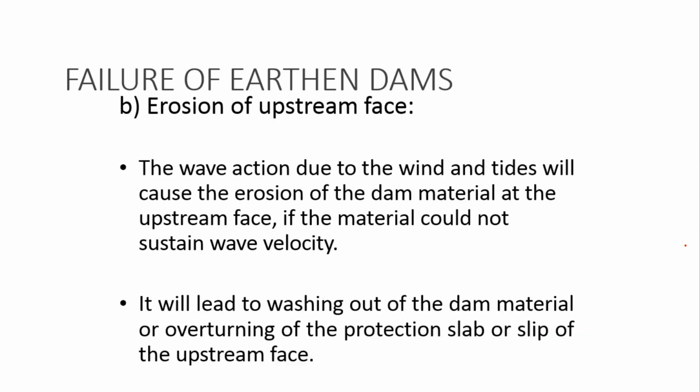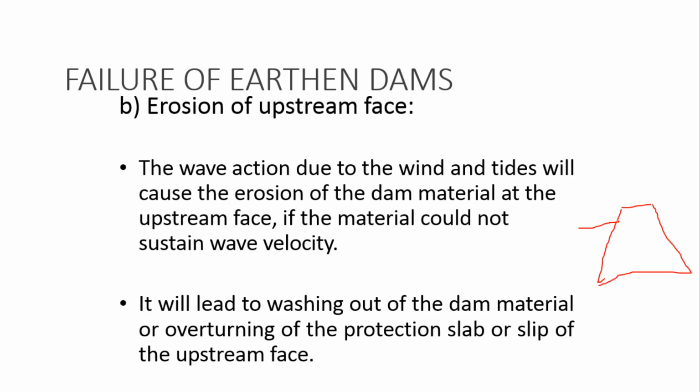Next, erosion of the upstream face. The wave action due to wind and tides will cause erosion of the dam material at the upstream face. If the material could not sustain wave velocity, what will happen? For suppose this is our dam, at the upstream location, at the upstream face, some wave action will be there. Due to wind, some action will be there on our upstream face.